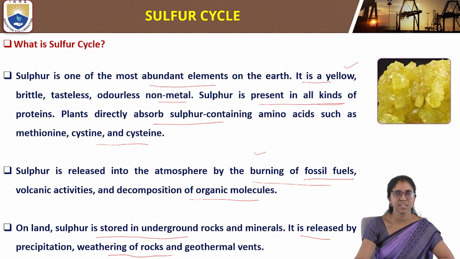For the sulfur cycle, first we should know what sulfur is. It is a greenish-yellow, brittle, tasteless and odorless non-metal, and it is present in all kinds of proteins like amino acids. Sulfur is released into the atmosphere by various processes such as burning of fossil fuels, volcanic activities and decomposition of organic molecules.